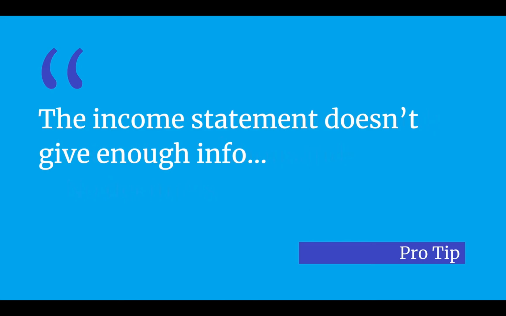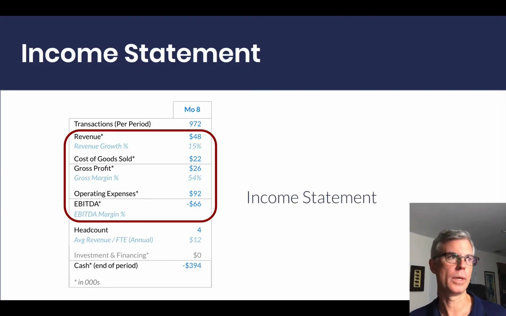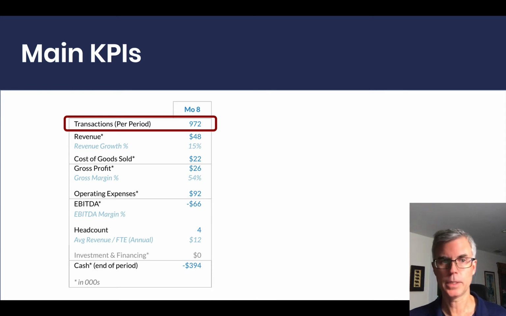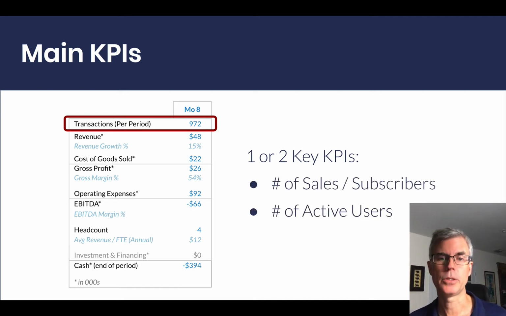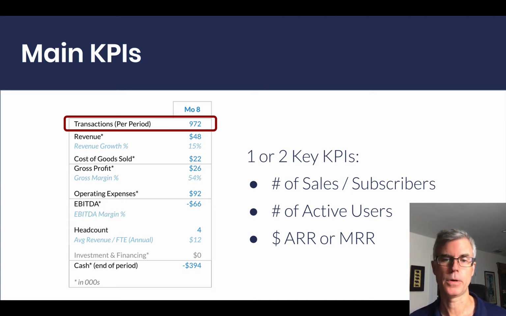So the income statement doesn't give enough info. So what I use at the core of this pitch deck financial slide is an income statement. And this piece that I've showed you is the income statement, but I add some more information. So first of all, I add some KPIs, which are key performance indicators. Those may be the number of sales, the number of subscribers. It could be the number of active users. It could be number of app downloads or app registrations. And then if you're doing subscriptions, it'll be some version of annual recurring revenue, ARR, or monthly recurring revenue, MRR. And again, if you put this stuff into your investor deck, investors are going to love it.